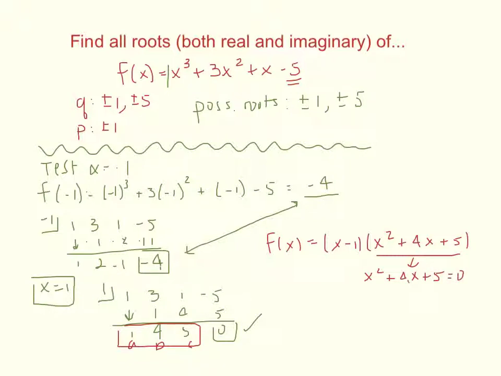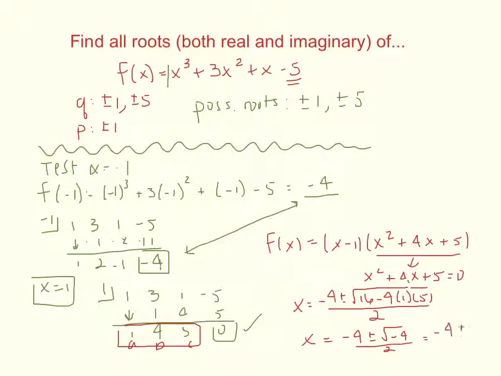If you look for a second, you'll probably realize factoring is not going to work here. So I'm just going to do the quadratic formula. x equals negative b plus or minus the square root of b squared, which would be 16, minus 4 times a times c, all over 2 times a. So if you simplify that, you're getting negative 4 plus or minus root negative 4 over 2, which is negative 4 plus or minus 2i over 2. So I get 2 imaginary roots, and I get 1 real root. And that's it.